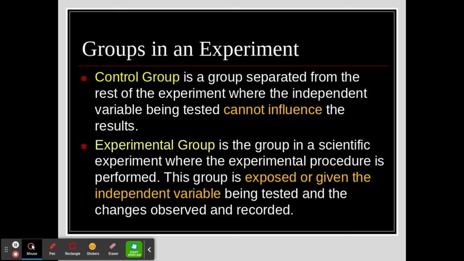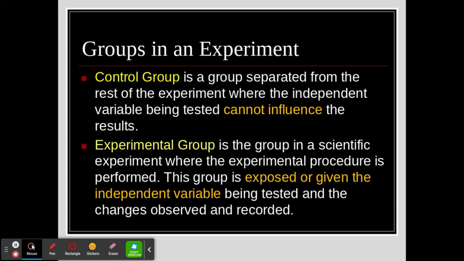The experimental group is the group in the scientific experiment where the experimental procedure is performed. This group is exposed or given the independent variable being tested, and the changes are then observed and recorded. So obviously, if you put a plant in the dark, it's probably not going to grow, right? Because you need light for it to grow.